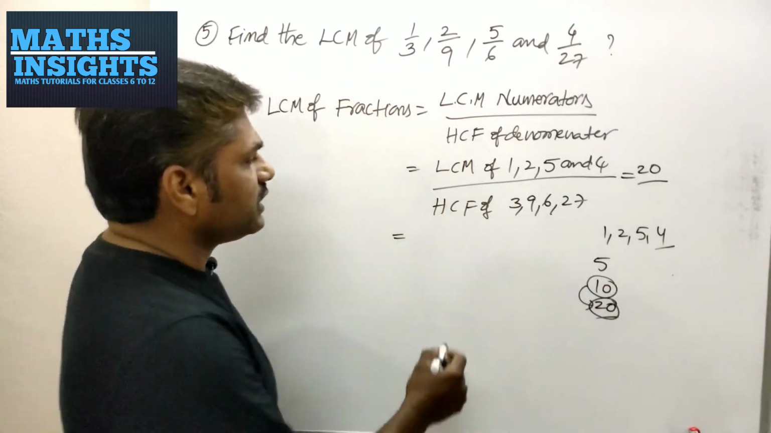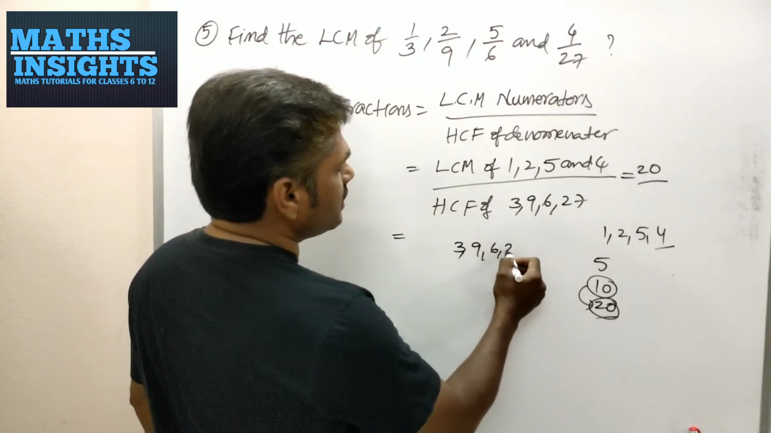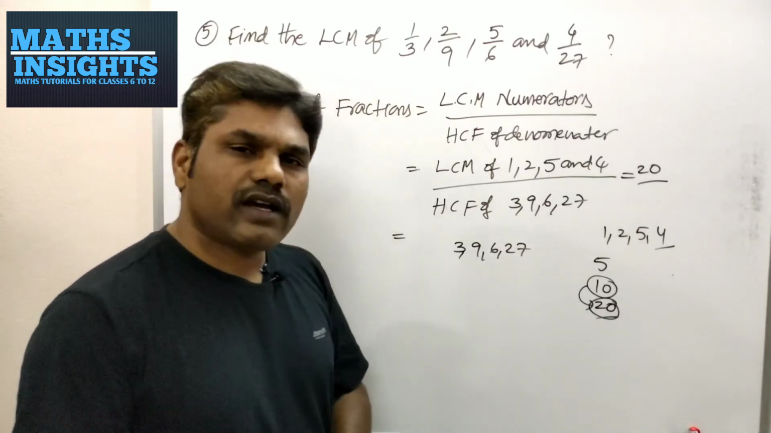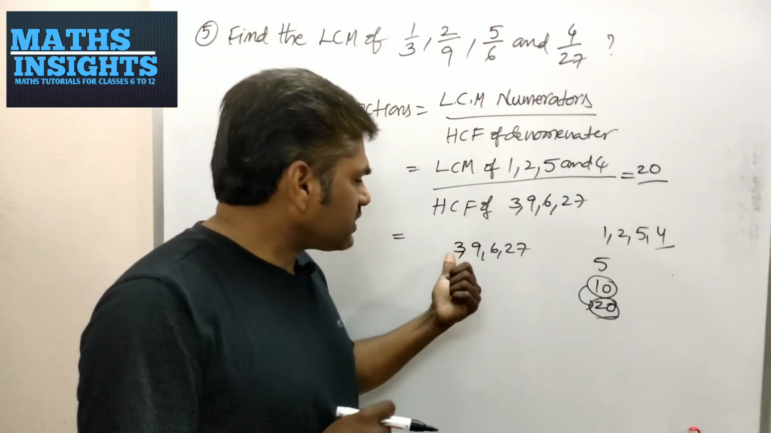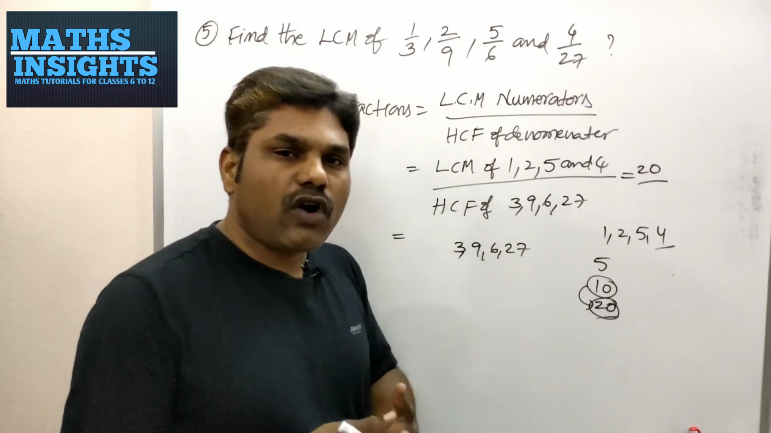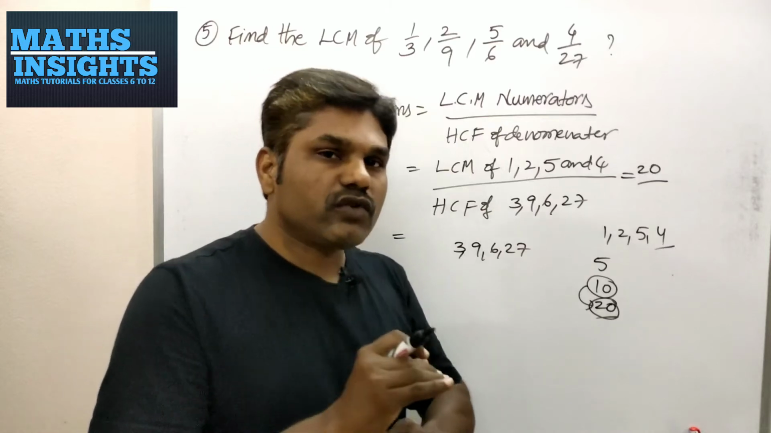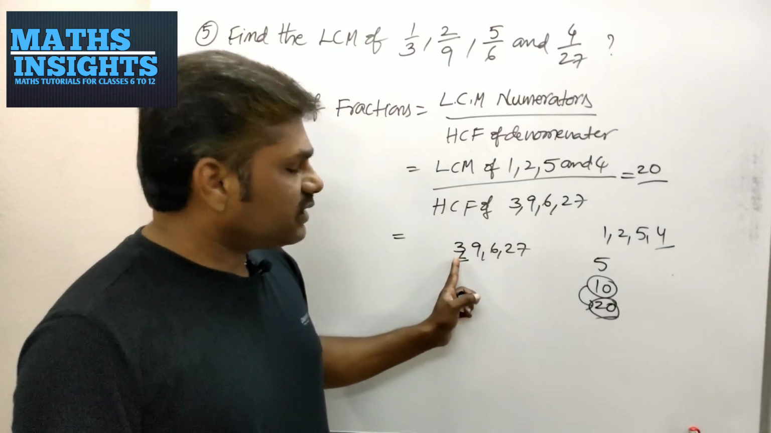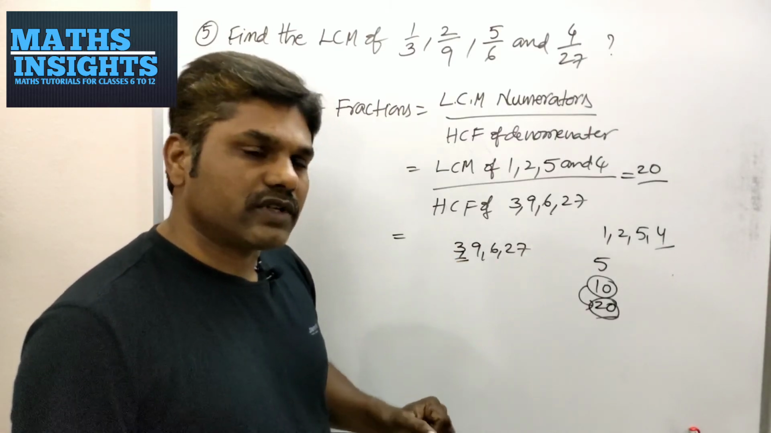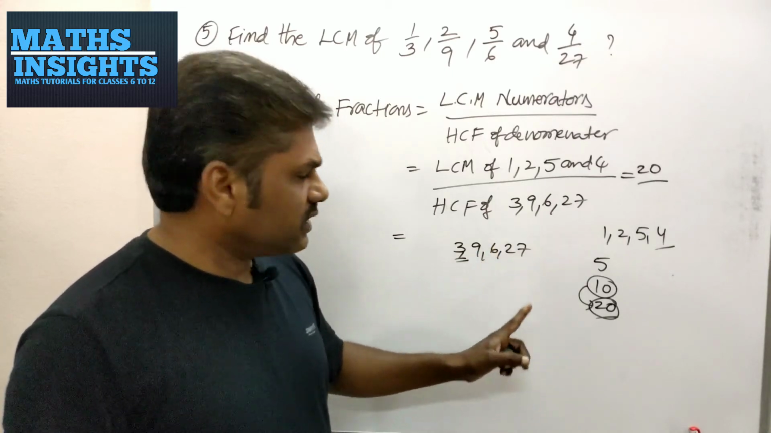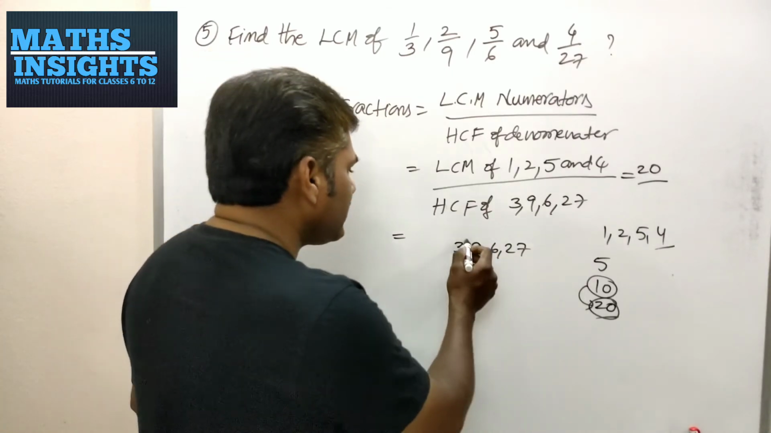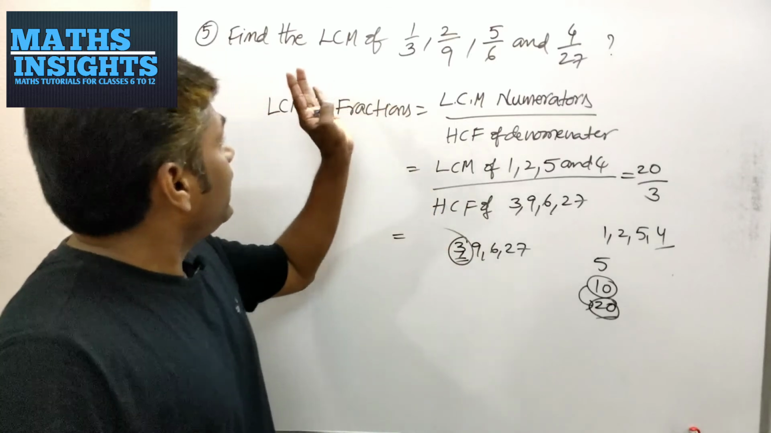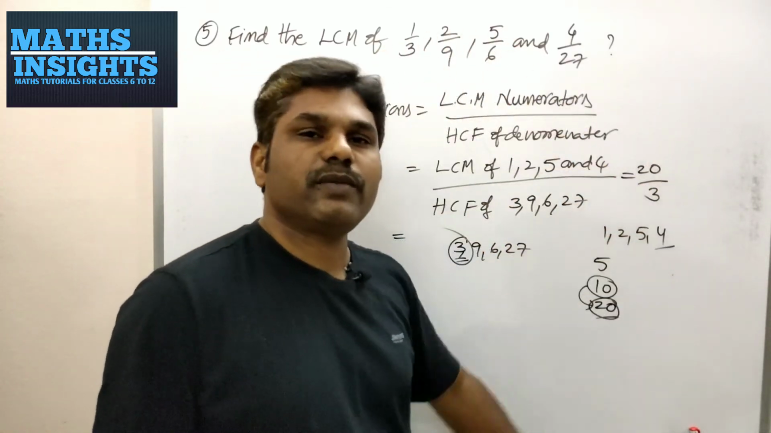Now HCF of 3, 9, 6, 27. What I said, HCF is the lowest number among the given numbers or a common factor of that lowest number. If you observe, the lowest number is 3 and 3 divides all the other 3 numbers. 3 3s are 9, 3 2s are 6, 3 9s are 27. So 3 is your HCF, therefore 3. So LCM of these fractions is 20 by 3.